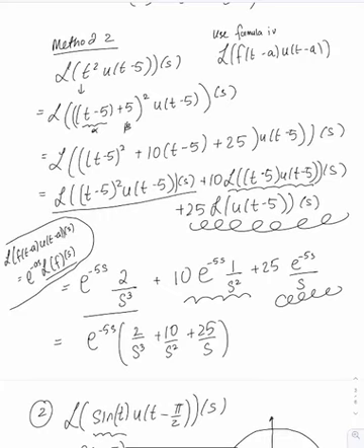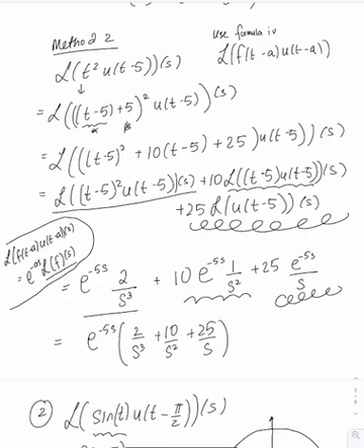Then we have to distribute the u of t minus 5, and also distribute the Laplace transform, because the Laplace transform of a sum is the sum of the Laplace transforms. So you have the Laplace of t minus 5 whole squared times u of t minus 5, plus, I just factored out the 10 from the Laplace, 10 times the Laplace transform of t minus 5 times u of t minus 5.